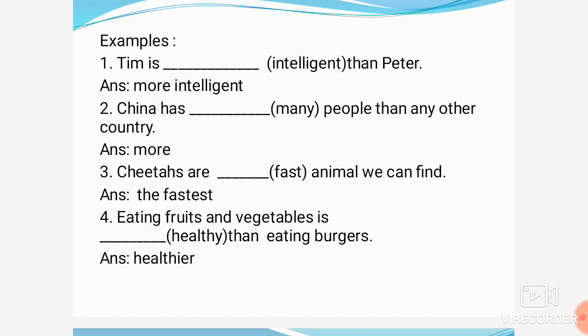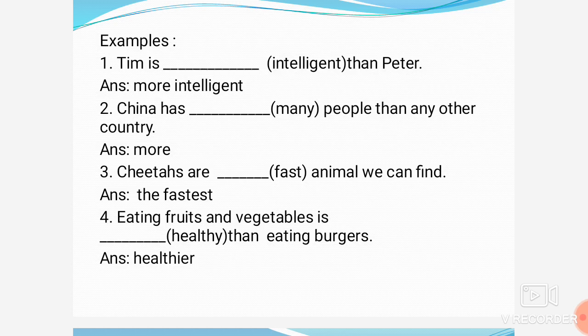Third example, cheetahs are dash animal we can find. Fast is the adjective. So we are talking only particularly about one animal, and we have to change it to the superlative degree. Cheetahs are the fastest animal we can find. Here rule number 1 is applicable.